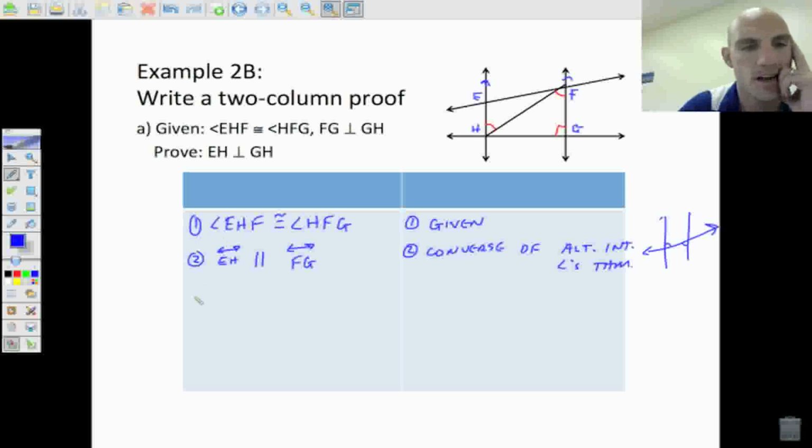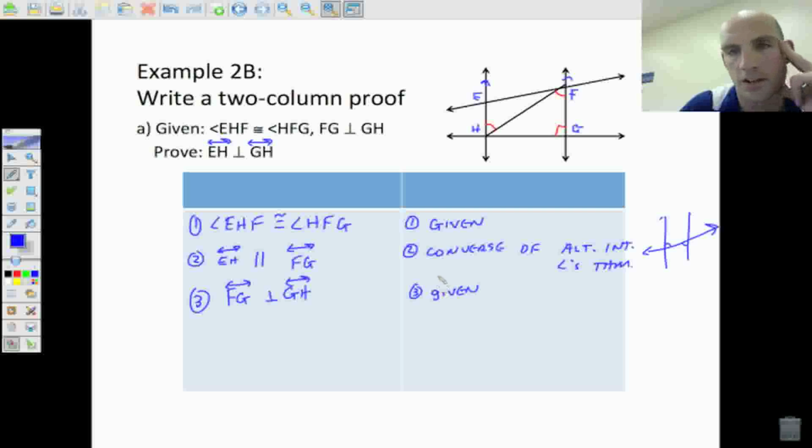Okay. Then in step 3, let's look at where we're going. We want EH perpendicular to GH. EH perpendicular to GH. So let's look at the way that this goes. In step number 3, we are going to use this fact here that FG, that's a line, is perpendicular to GH. That's a given. So we don't necessarily always have to use our givens first, but we're going to bring it in now because this is given.